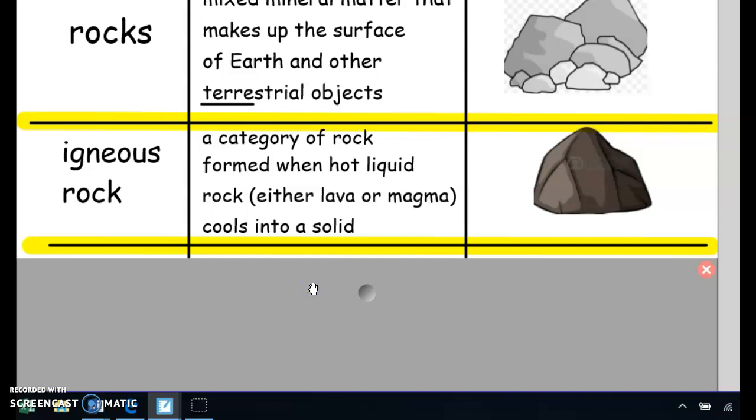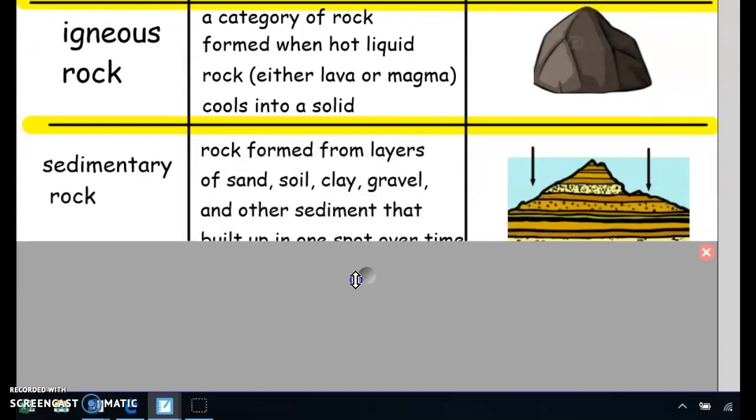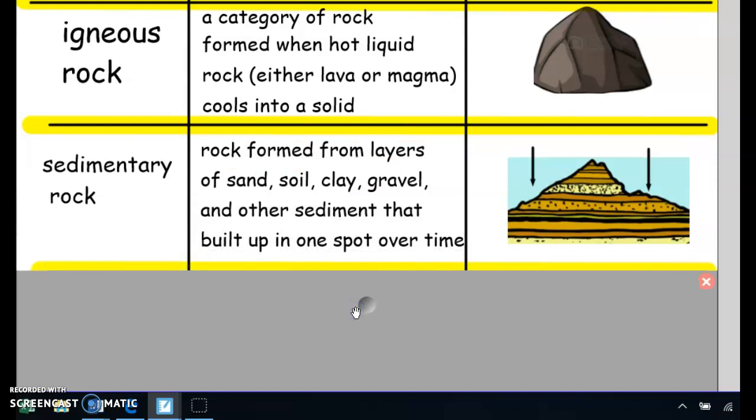Igneous rocks. Igneous rocks are a category of rock formed when hot liquid rock, either lava or magma, cools into a solid. This is the kind of rock that comes from volcanoes. Sedimentary rock. Rock formed from layers of sand, soil, clay, gravel, and other sediment that built up in one spot over time. So you know a sedimentary rock, it has layers, or it looks like stuff that gets stuck together, kind of like cement. We'll talk more about that in class.